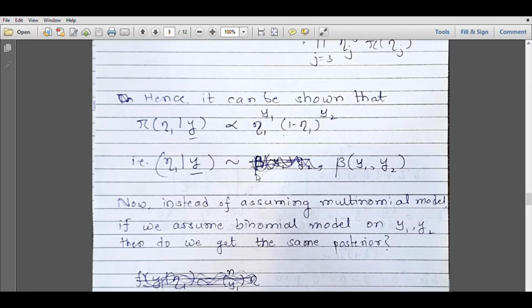Now because we are interested in only theta 1 and theta 2, or in fact a function of theta 1 and theta 2, a better model can be proposed and the model can be based only on the cell frequencies of the first two cells, that is y1 and y2. So how can it be done?